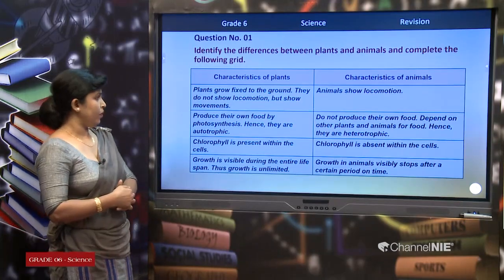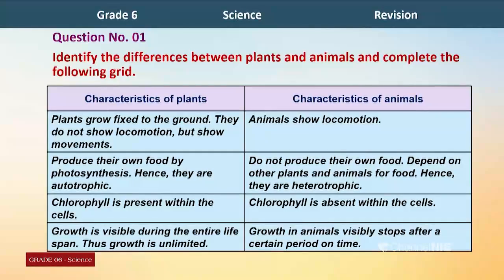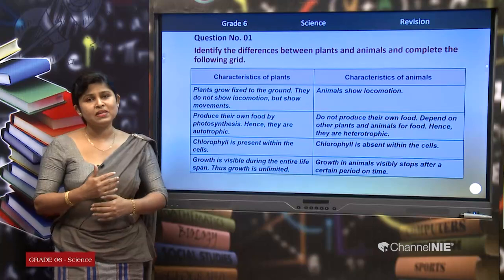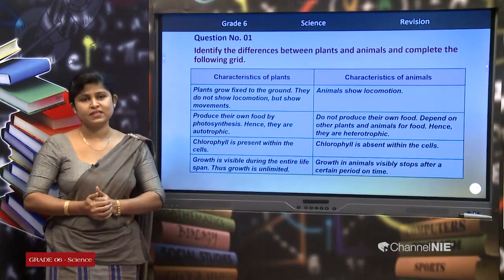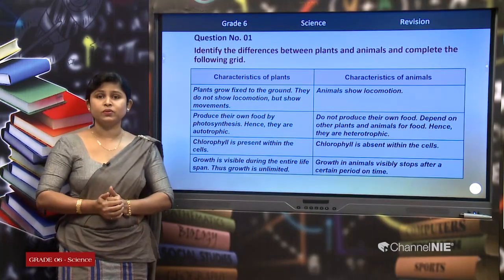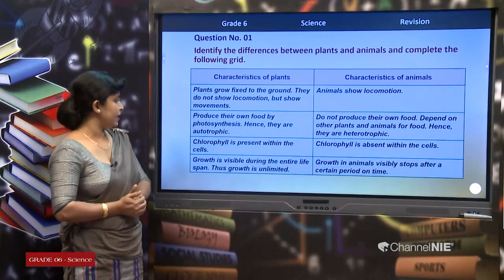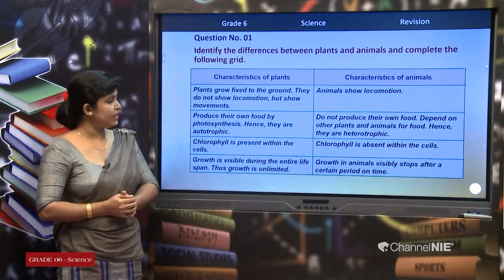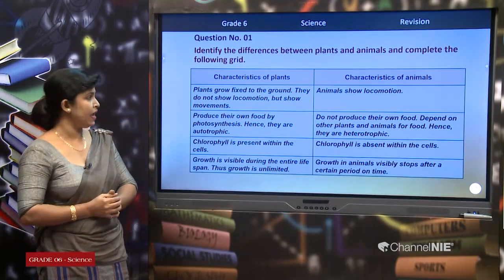Look at the third row of the table. Chlorophyll is present within the cells of plants. But the animals do not have chlorophyll within the cells. You know, chlorophyll is a green color pigment which is available in plant cells only. Chlorophyll is not present in animal cells. If animals had chlorophyll, they could do photosynthesis. You know that the animals can't do photosynthesis. Chlorophyll is absent within the cells in animals.